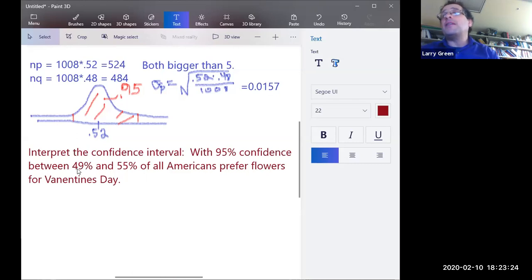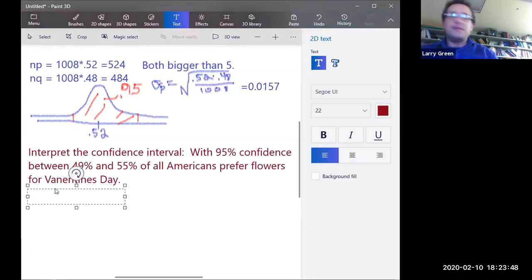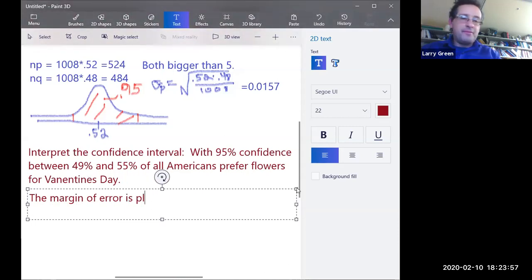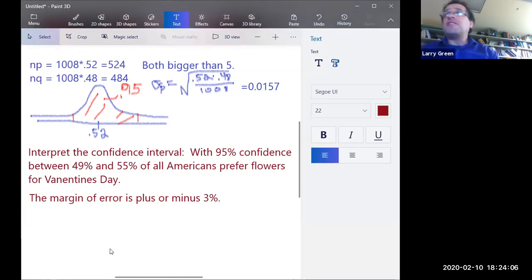One more thing that is talked about, notice that our p hat was 0.52, 52%, and 49% and 55% are each 3% away from 0.52, right? 52 plus 3 is 55. So the margin of error, as it's called, is plus or minus 3%. Any questions on that so far?